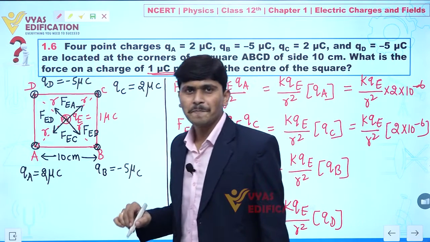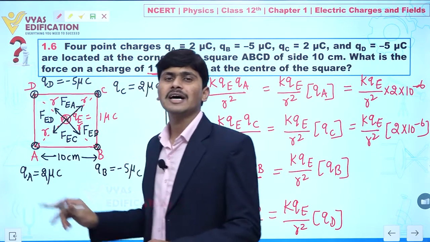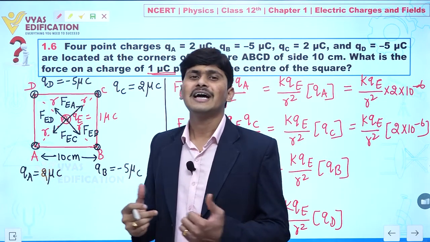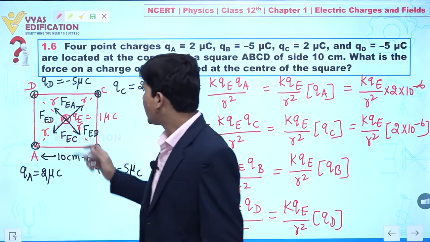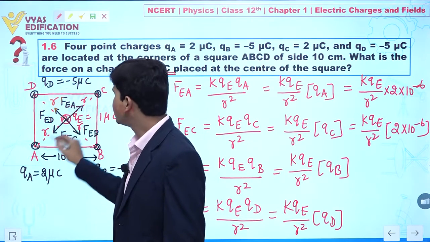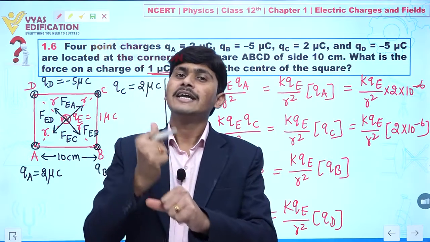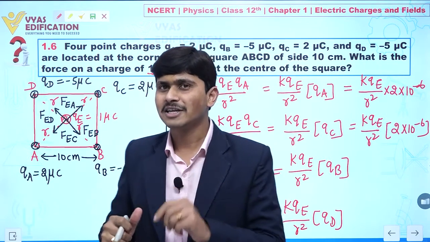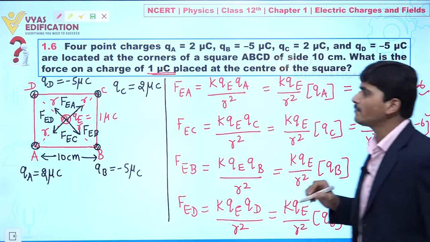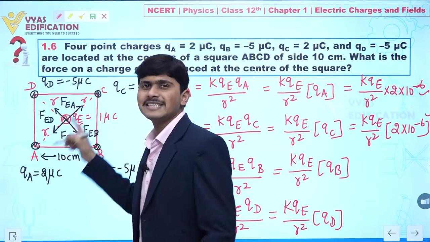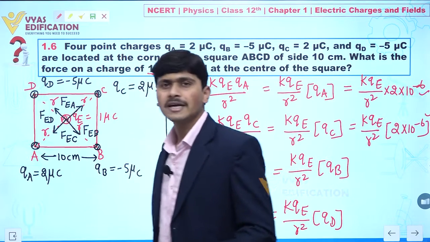Now listen carefully. If we talk about force F_EA and F_EC, both are the same in magnitude but acting in opposite direction. So what is the net force acting on this charge E due to these two forces? That is 0. Yes or no? Because both forces are acting in opposite direction but having the same magnitude. Because both have the same magnitude, the net force due to these two charges is 0. Yes or no?